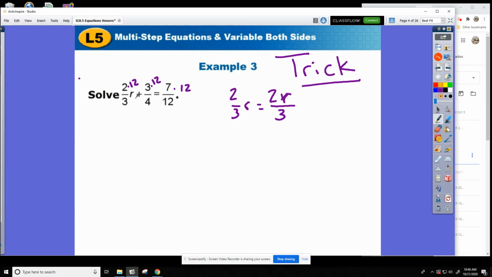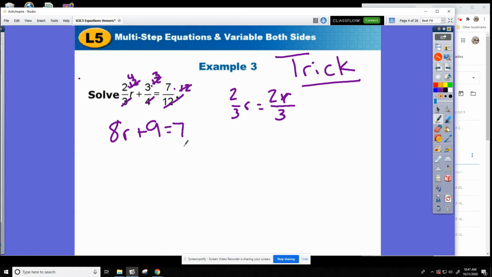Now, if you remember fractions, now you could actually multiply and divide, or you could simplify it. So I can multiply 24 and divide it by 3, which is 8, or I could simplify this and know that 12 divided by 3 is 4, 12 divided by 4 is 3, and 12 divided by 12 is 1. So that last one just goes away. So then our denominators are gone, and I get 8r plus 9 equals 7.